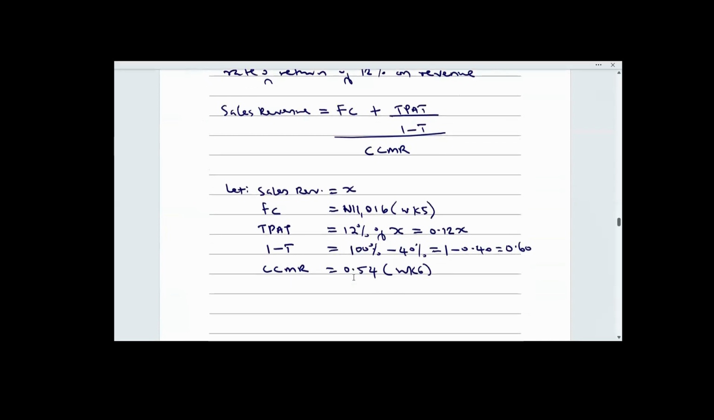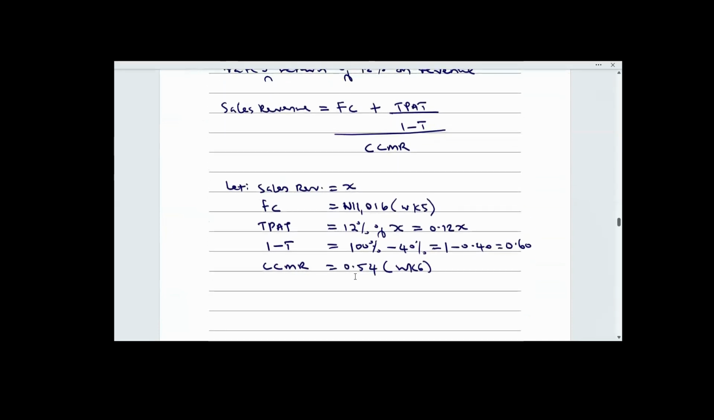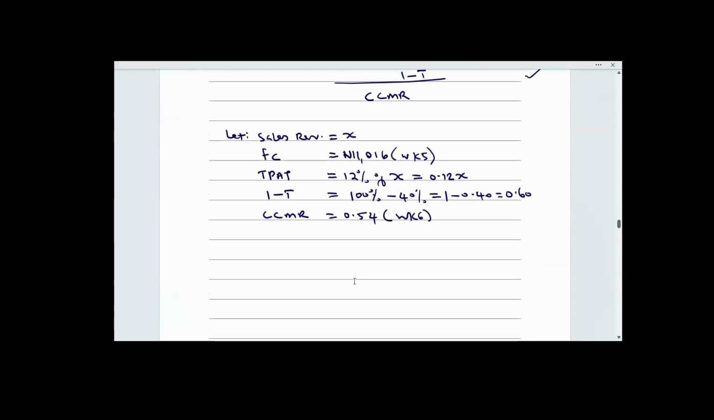Okay. Now, let's put everything into the formula that we have here and see how it will look. Therefore, I would say X, since it's X we are looking for, this revenue is what we are looking for. So it's equal to the fixed cost, 11,016, plus the profit after tax, which is 0.12 of X, divided by 1 minus tax, which is 0.60, or divided by the composite contribution margin ratio of 0.54.